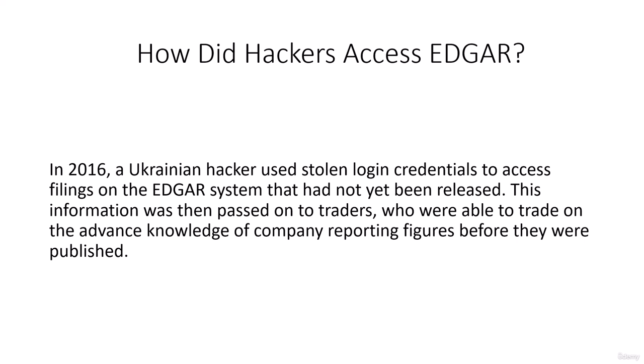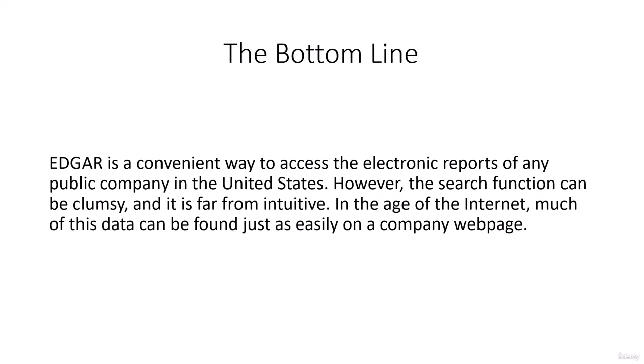So the bottom line is EDGAR is a convenient way to access the electronic reports of any public company in the United States. However, the search function can be clumsy and is far from intuitive. In the age of the internet, much more data can be found easily on a company's website. Now let's talk about RIRs.